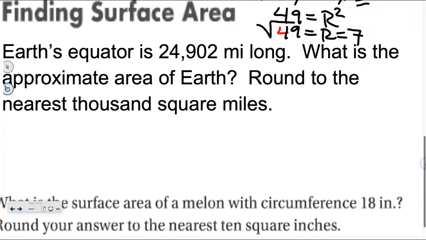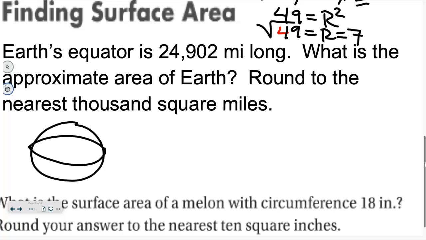It says the Earth's equator. Do you guys have this one? It looks like somebody typed this in. Yep, there it is. You guys do have it. The Earth's equator. So I'm going to draw this. Here's the Earth, kind of a sphere. The equator is what we call the Great Circle, where it goes all the way around the Earth at its thickest part. And it says, what is the approximate surface area of the Earth?